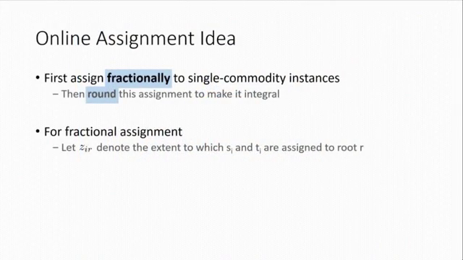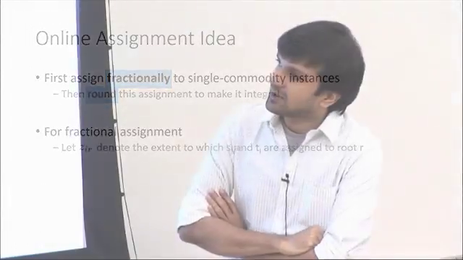So after this, it's a corollary to say that the multi-commodity algorithm works. So how do we solve the online problem? Essentially we use linear programming. We first try to find an assignment which is fractional, and then later we round this to make it an integral assignment. To better understand the next slide, let Z_iR denote a fractional variable.